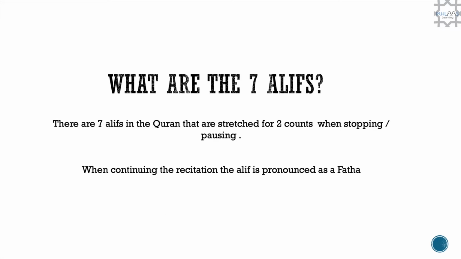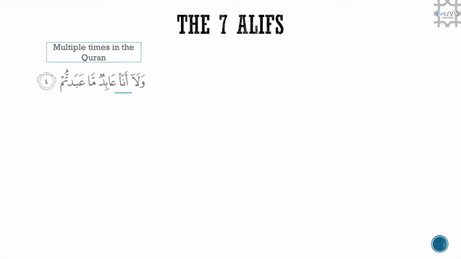So, what are the 7 alifs? There are 7 alifs in the Quran that are stretched for 2 counts when stopping or pausing. But when continuing, the recitation of the alif is pronounced as a fatah. So let's have a look at the 7 alifs together.